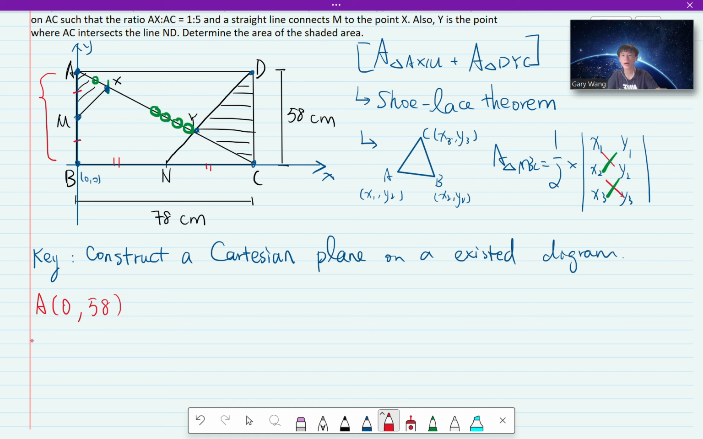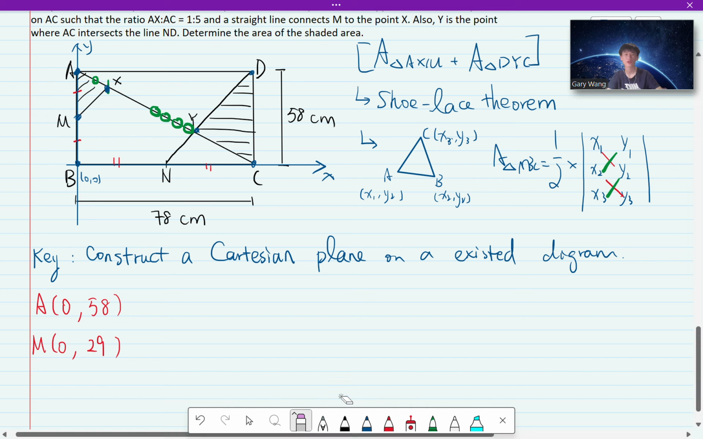And then what about M? Since M is the midpoint of AB, we can solve for the distance of MB. So MB would be 58 divided by 2, which is 29. So this would be the y value of M. Do we know the coordinates of X necessarily? Do you have a way to calculate the x value or the y value that corresponds? No, we don't. So let's skip to the next one.